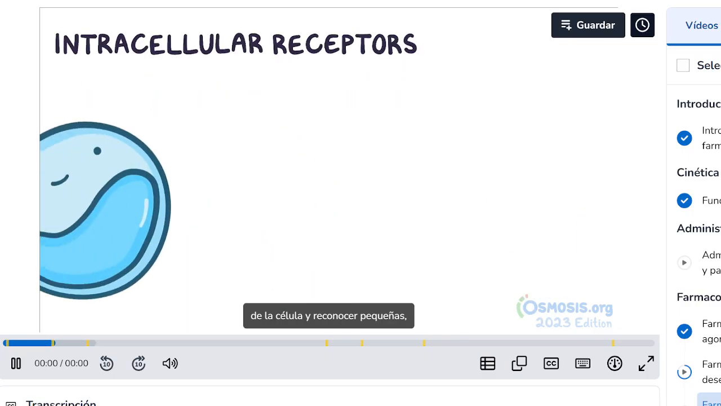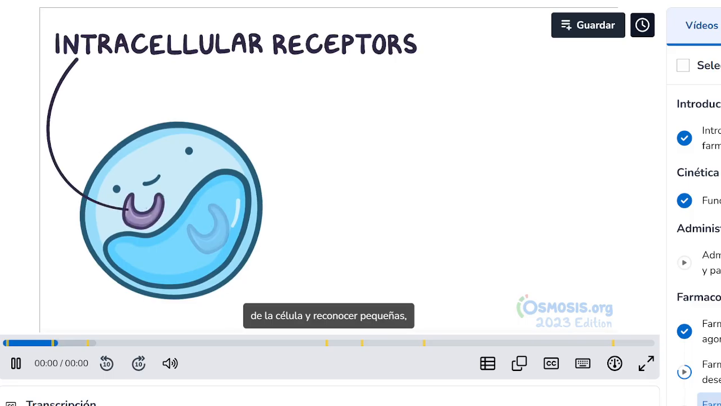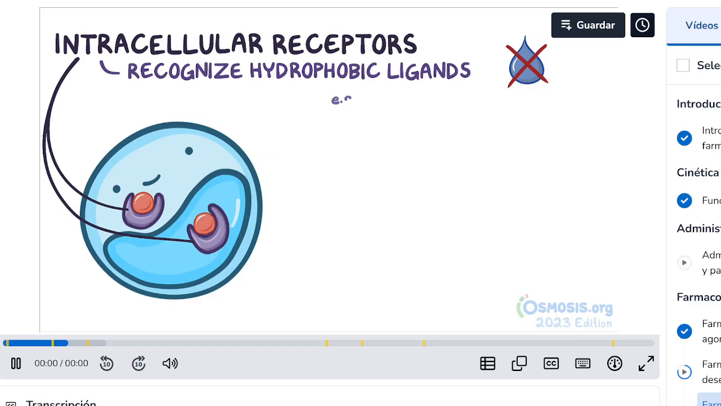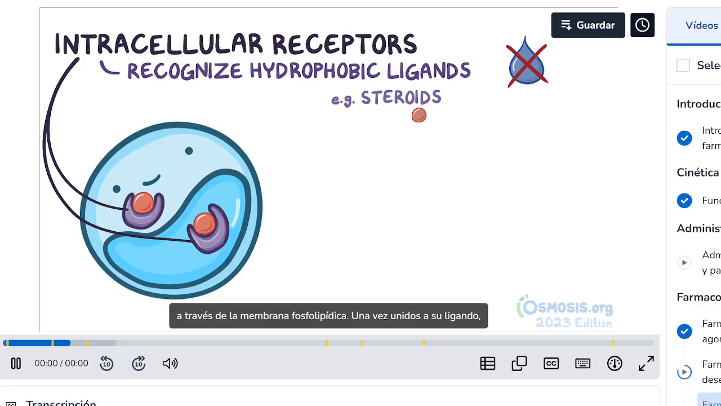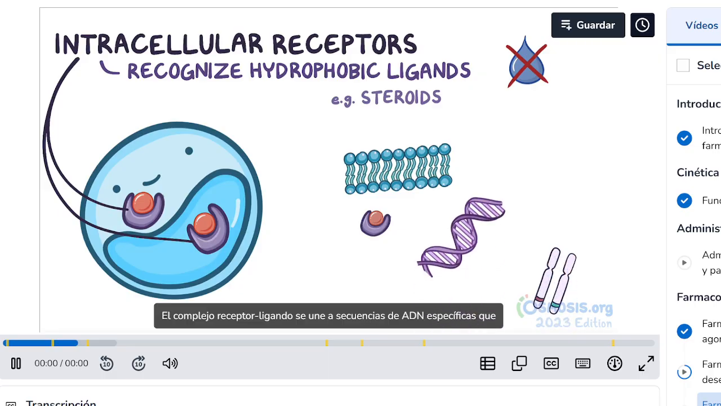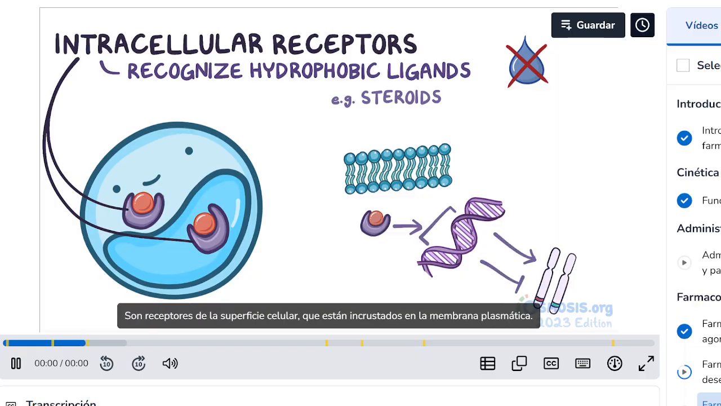Intracellular receptors are typically found in the cytoplasm or nucleus of the cell, and recognize small hydrophobic ligands, or water-hating ligands. These include molecules like steroids, which are happy to diffuse across the phospholipid membrane. Once bound to their ligand, the receptor-ligand complex attaches to specific DNA sequences that activate or inhibit specific genes.